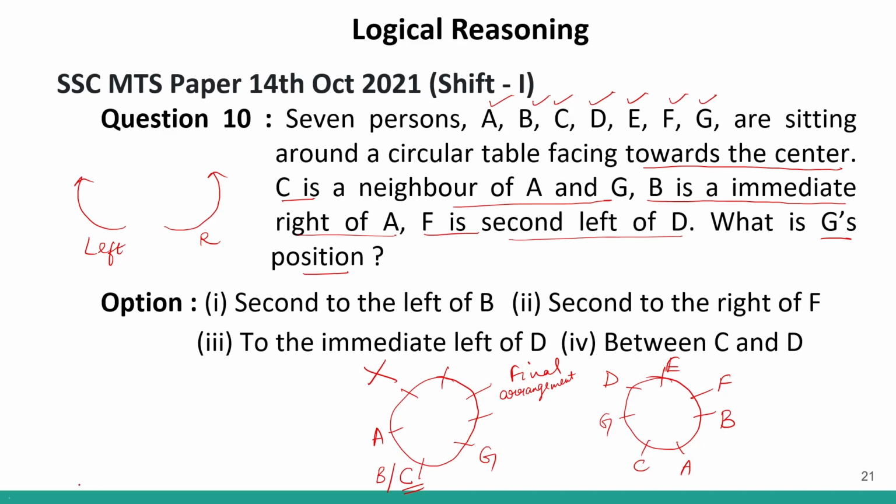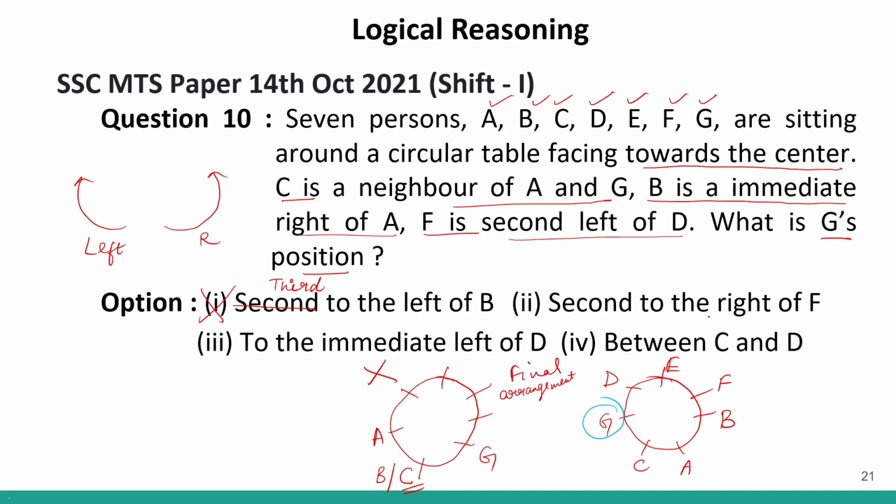So G is where? G, I will highlight, is over here. This is the position of G. Now, first option is second to the left of B. So B is over here. If I see left, it will be 1, 2, 3. It would be actually third to the left of B. So option number 1 is eliminated.